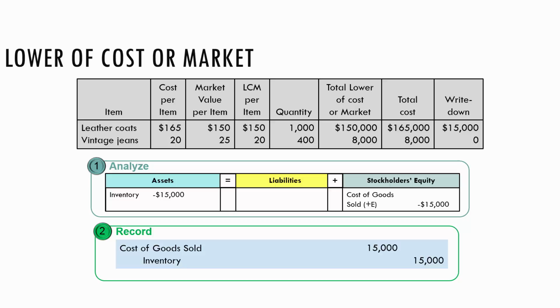We need to reduce our balance sheet and we need to show it as an expense. So we're going to change our balance sheet and we're going to change our income statement as a result of this analysis.